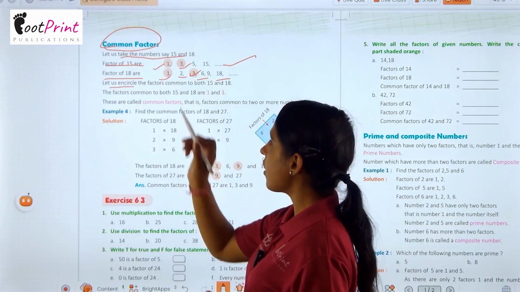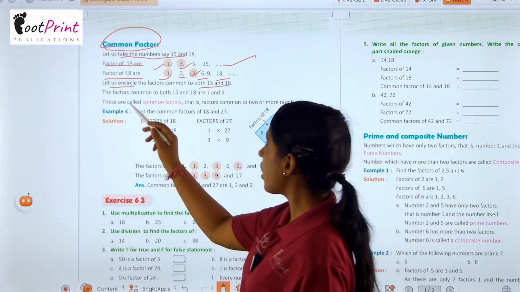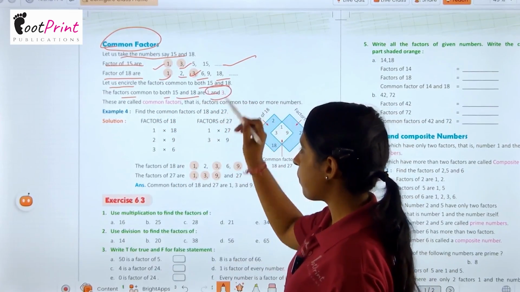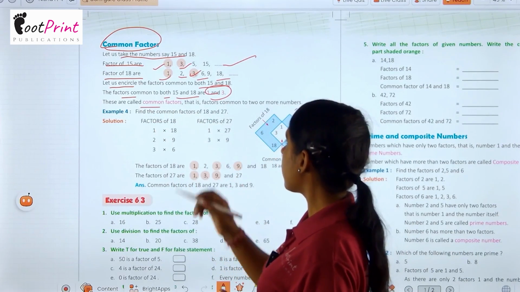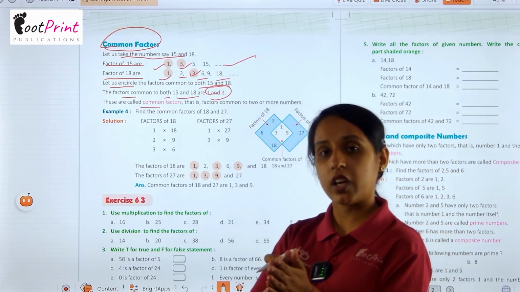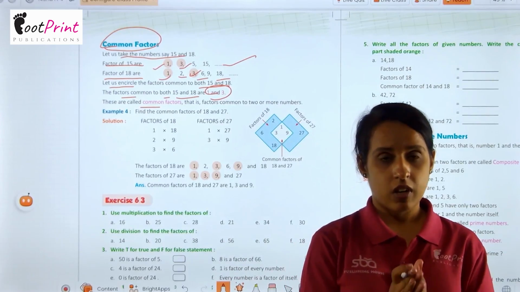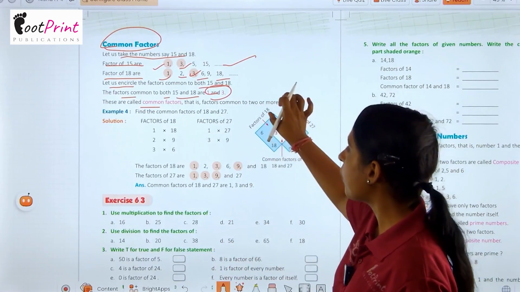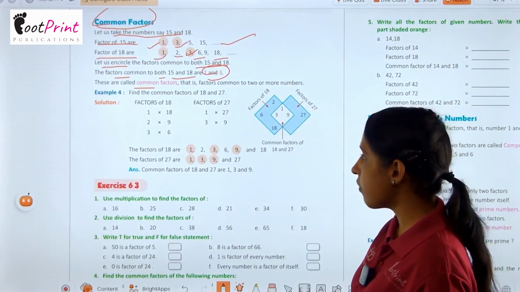So let us encircle the factors common to both 15 and 18. The factor common to both 15 and 18 are 1 and 3. So we can say that common factors, that is factor common to 2 or more numbers. So common factors क्या होते हैं, जो ऐसे factors जो common होते हैं, दो या दो से ज़्यादा जो भी नंबर हमें गिवन है उनके फैक्टर्स में कॉमन होते हैं, उन्हें हम क्या बोलते हैं, कॉमन फैक्टर्स. नाउ here is an example is given.